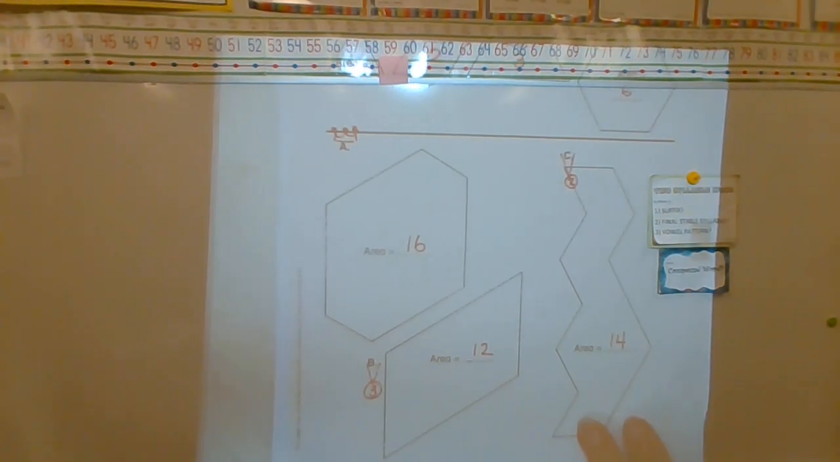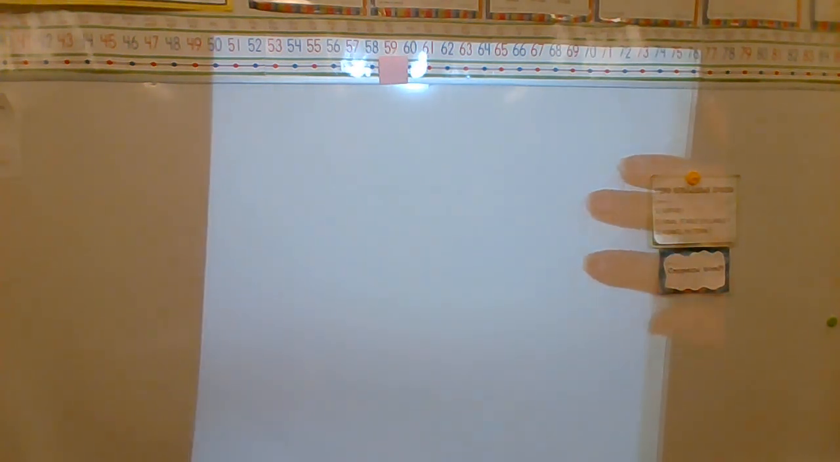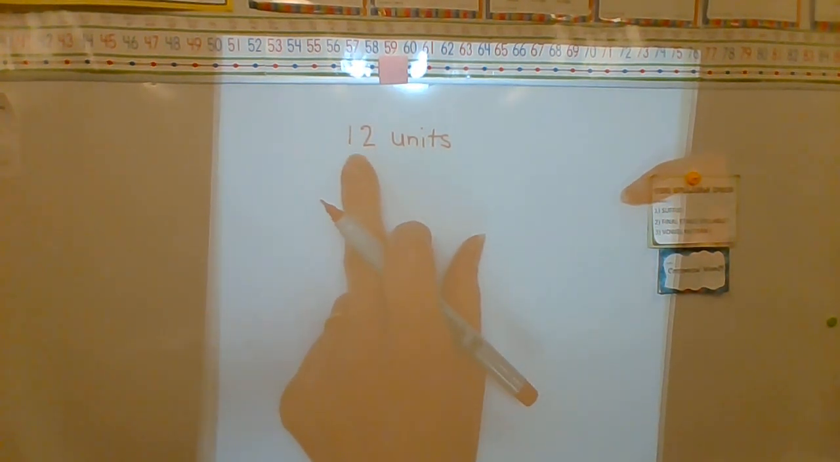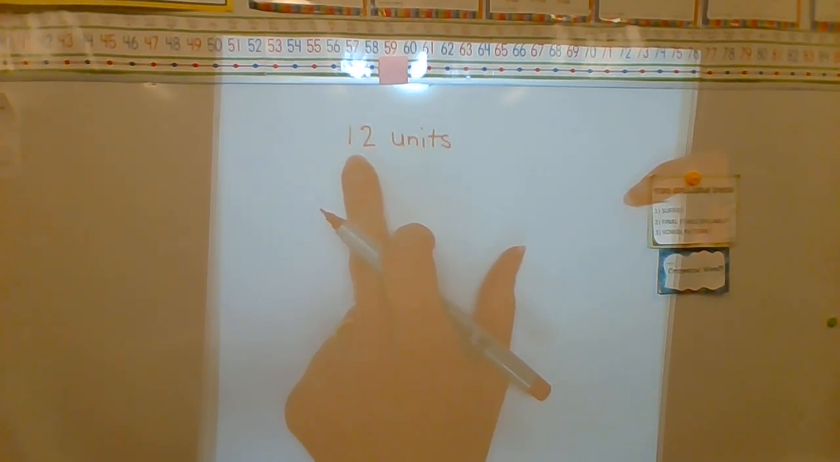Now, on the back, if you just have a blank piece of paper, just for fun, what I'd like you to do is make a design with an area of 12 units. So on the back, just 12 units. It can be any kind of shape, but when you add it up, the area should be 12 units. All right? And then you can have Mom check it if you need to.